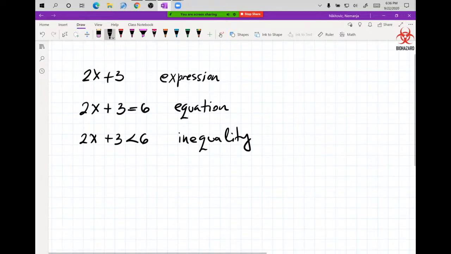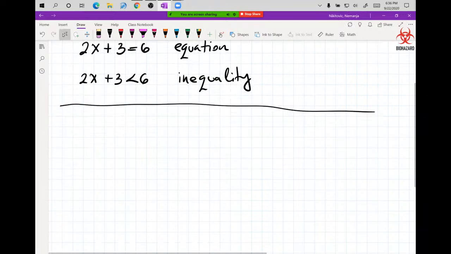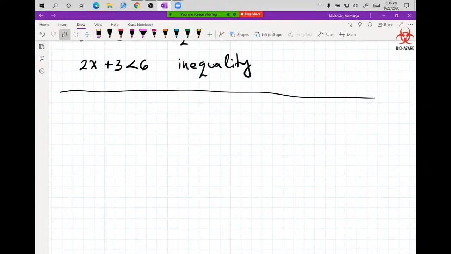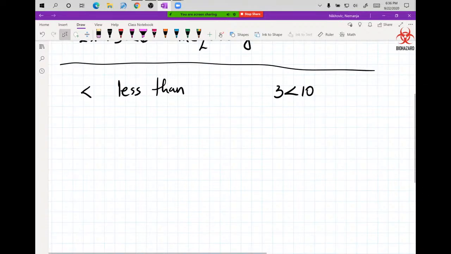Now, before we dive into inequalities, we're going to take a look at these four symbols. This symbol is known as less than. And it literally means 3 is less than 10. You read it that way. You just want to have something that makes sense there. You're not going to say 3 is less than 1 because that's wrong. So you can make any example up as long as it mathematically makes sense to say the words less than in between those two numbers.